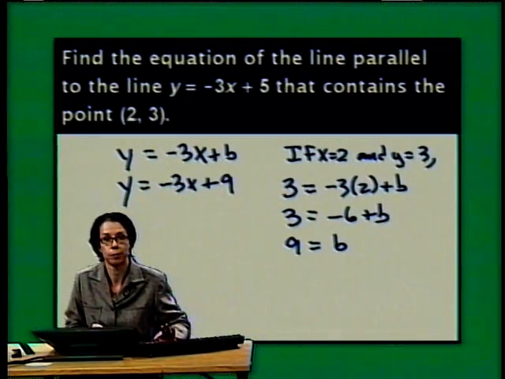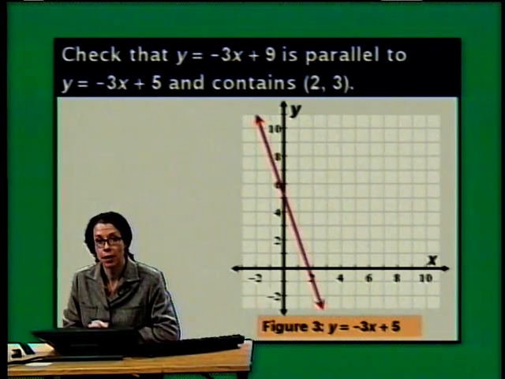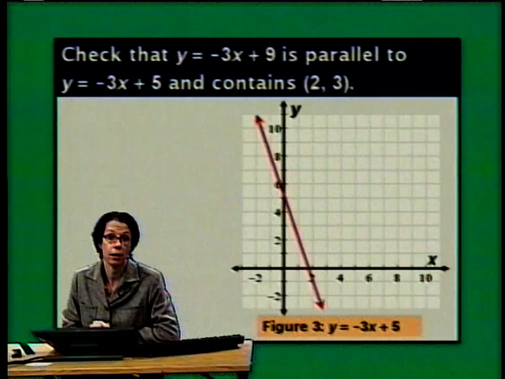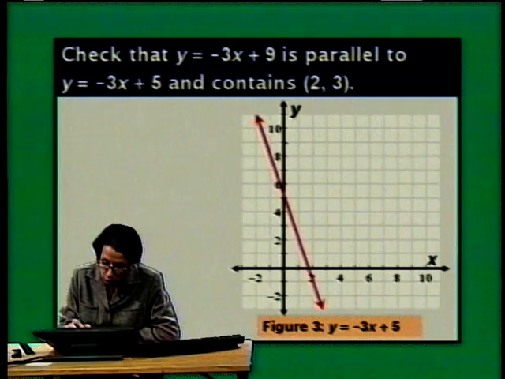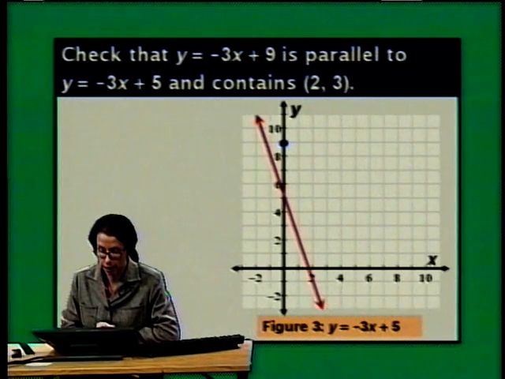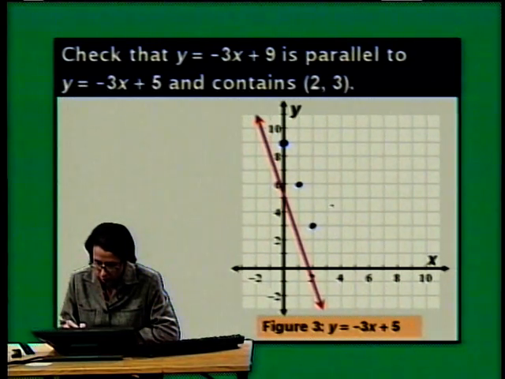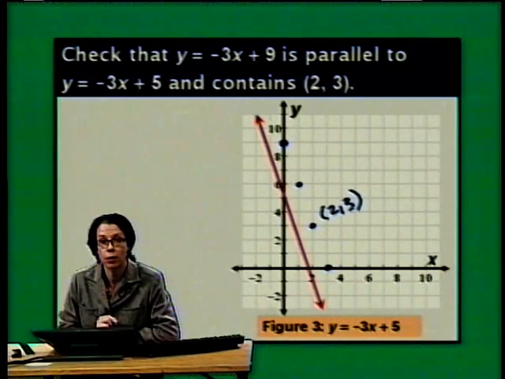Let's do a check. I have a graph of the line y equals negative 3x plus 5. That's the line I started with. I want to see that the equation I came up with does indeed contain the point 2, 3 and is parallel to the given line. So I know the vertical intercept is the point 0, 9. The slope is negative 3. So I'm going to go down 3 to the right 1, down 3 to the right 1, down 3 to the right 1. One of the things I noticed is when I was finding points on my line, I hit that point 2, 3.